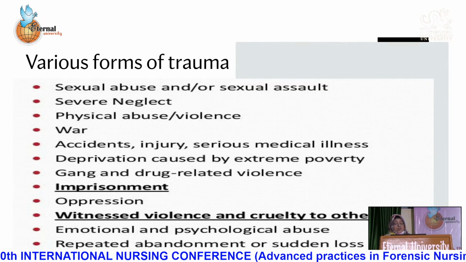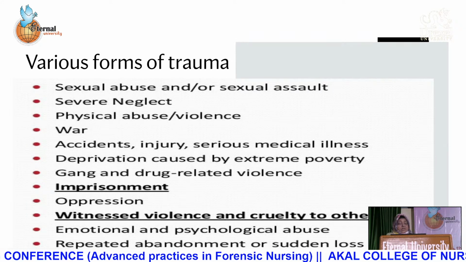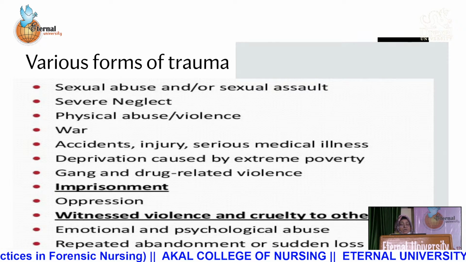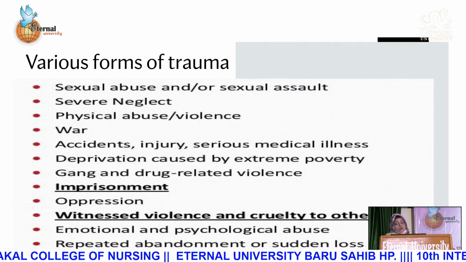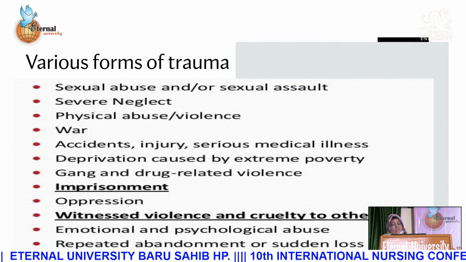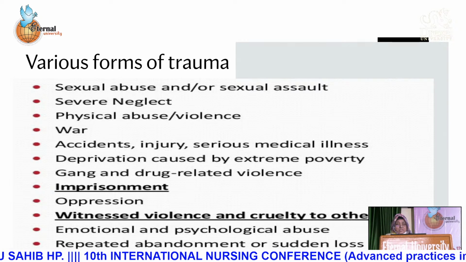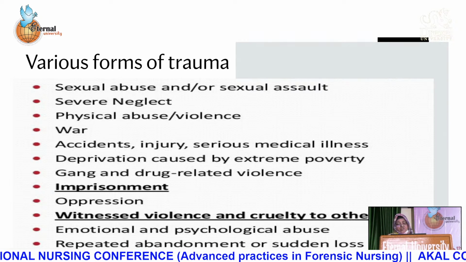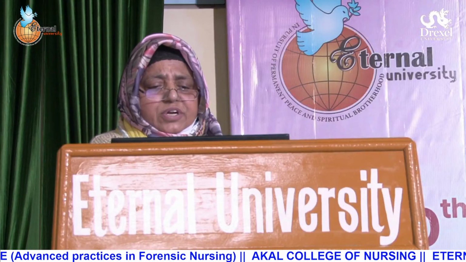Various forms of trauma, as people have been talking about traumas since morning. It can be sexual abuse or sexual assault, severe neglect by their own people, physical abuse or violence, war, accident and injury, serious medical illness. So chronic illnesses, and illnesses where somebody perceives that the illness will kill, can also traumatize the patient, like all oncological diseases, all life-threatening diseases.